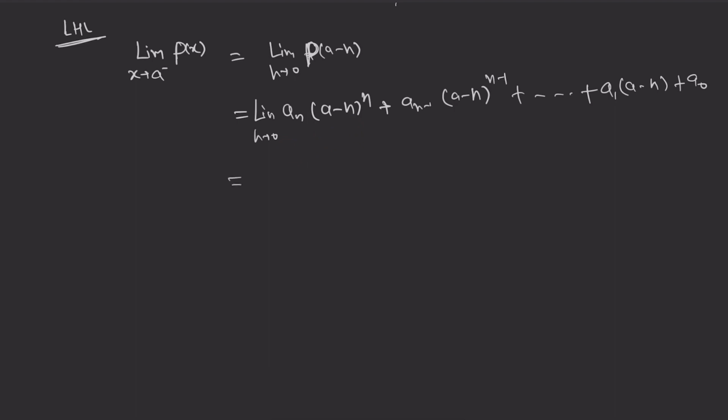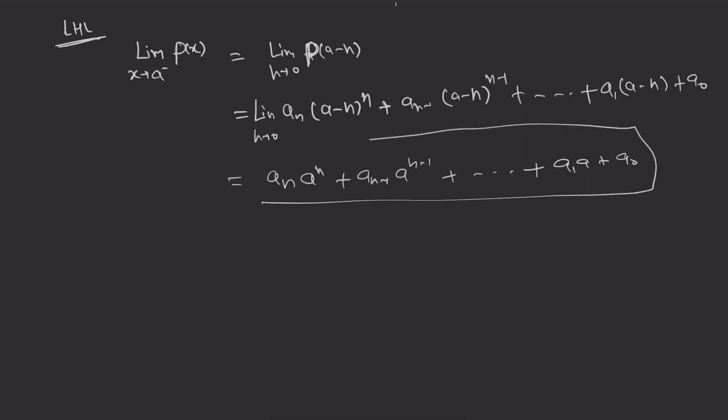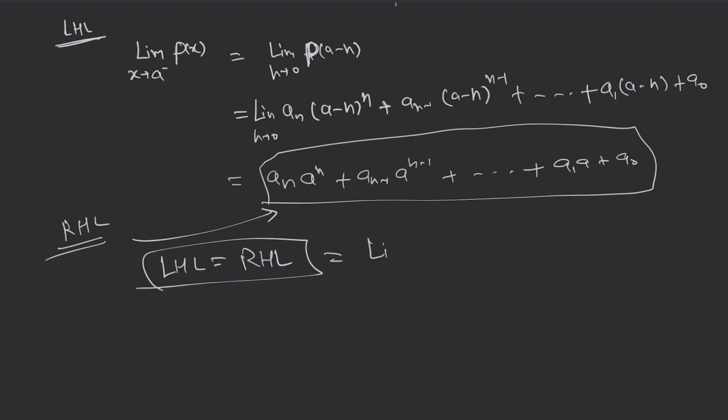What will it look like after that? a_n A to the power n plus a_(n-1) A to the power n-1, and so on, plus a_1 A plus a_0. So this will be the LHL. Similarly, RHL will be the same. So LHL and RHL are the same, and this will be equal to the limit x tends to A of P(x). So we can say that the limit of a polynomial always exists.